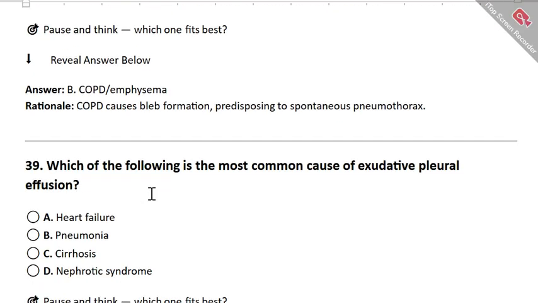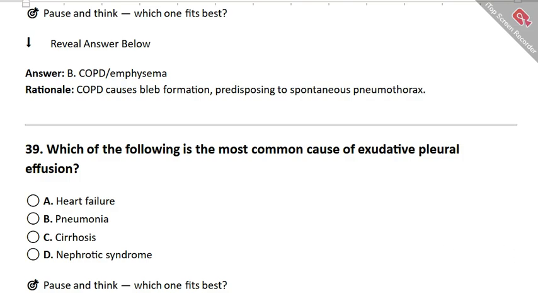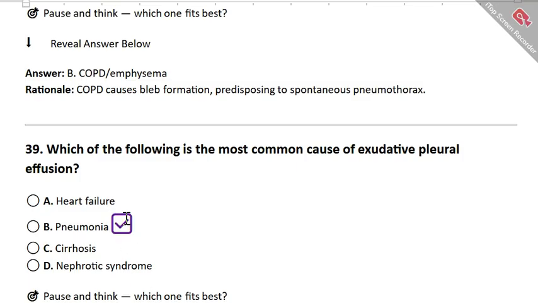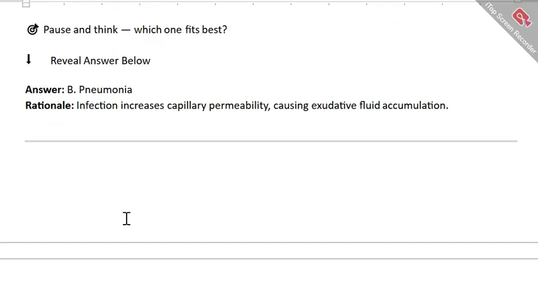Which of the following is the most common cause of exudative pleural effusion? The correct option is option B, pneumonia. Let's move to the next question.